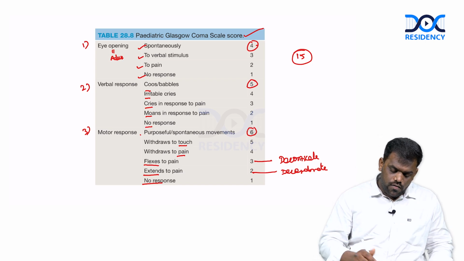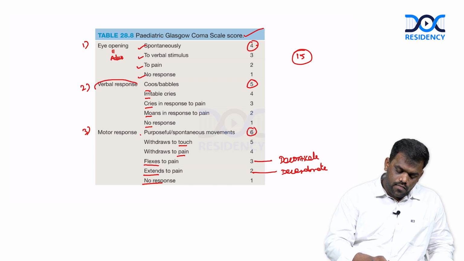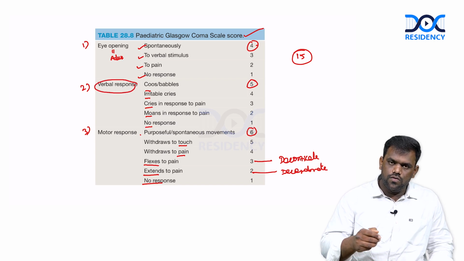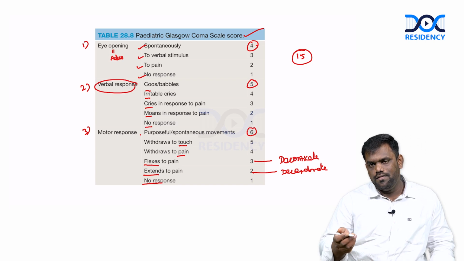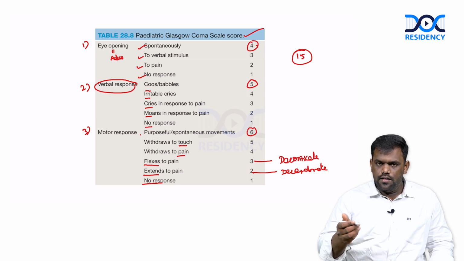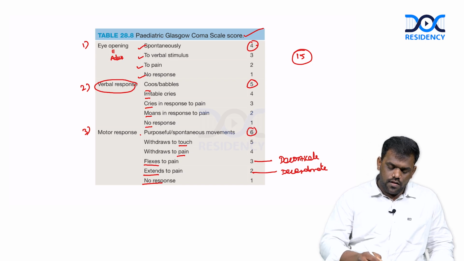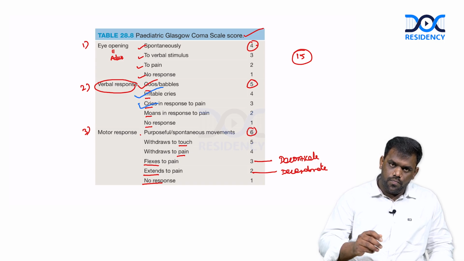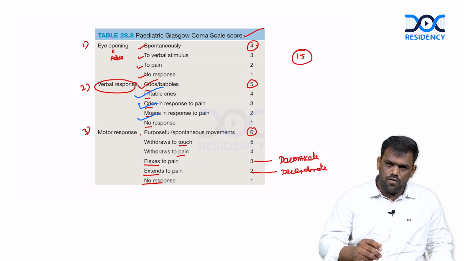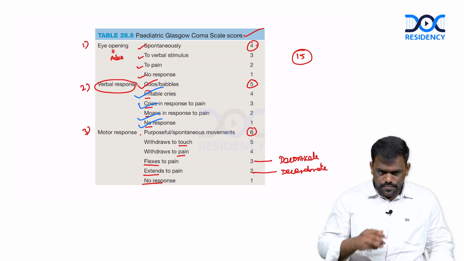Once again I'm telling, for the verbal response, when the baby coos or babbles spontaneously, it is the full score 5. The baby having irritable cries, the score is 4, cries in response to pain, the score is 3, moans in response to pain is score 2, and no response is 1.